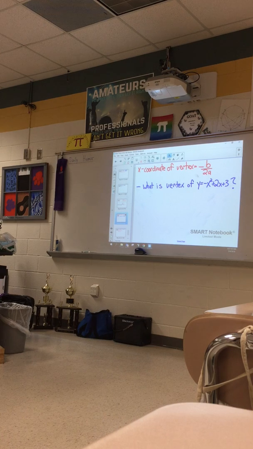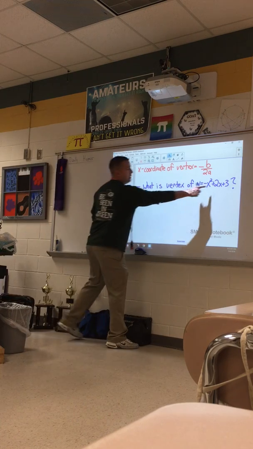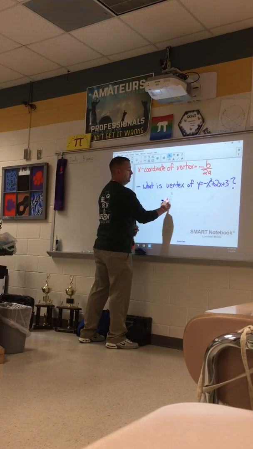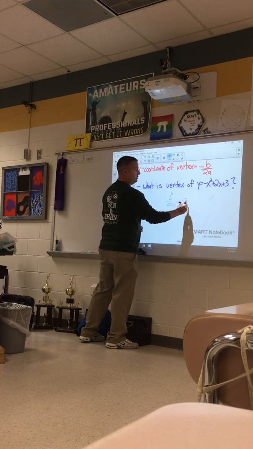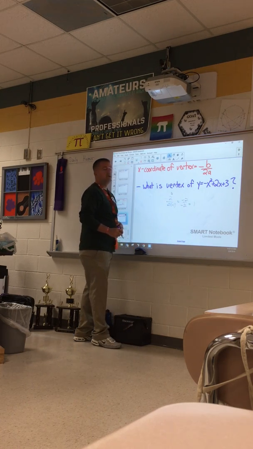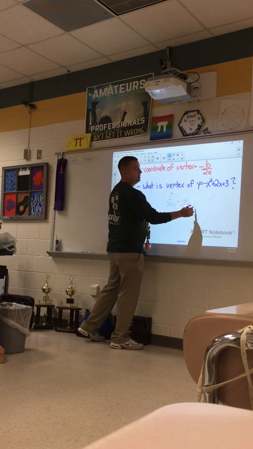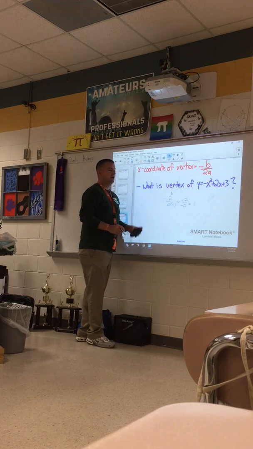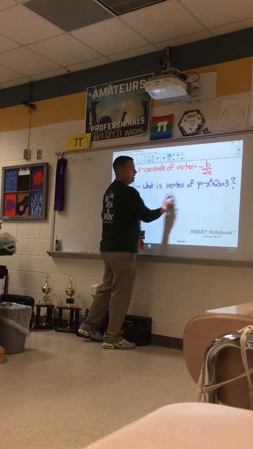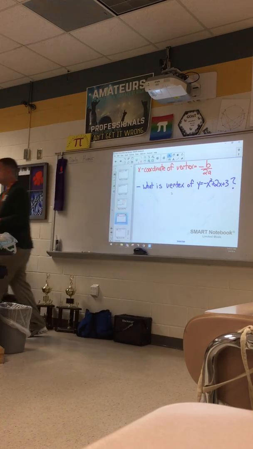Okay, this is how you find the x-coordinate of the vertex of a quadratic: negative b over 2a. So the vertex of this one, there's my b, so negative b over 2 times negative 1, negative 2 over negative 2, so the x-coordinate would be 1. To find the y-coordinate, I could just take this value and plug it back in here and find the corresponding y value. And that's how I can find the vertex of any quadratic, negative b over 2a.